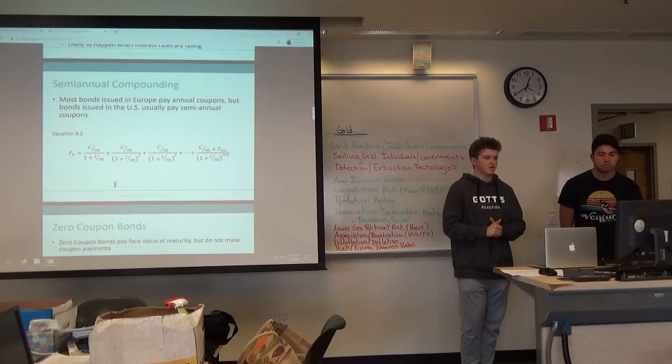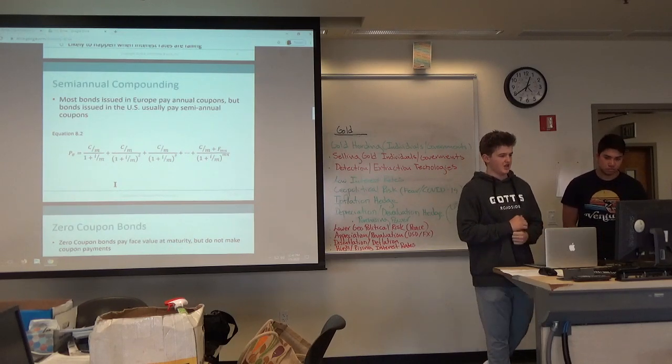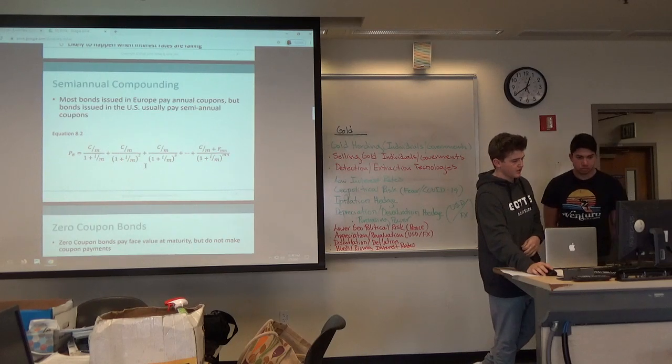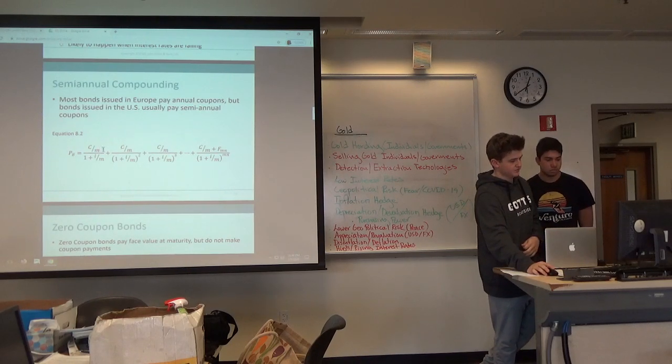Semi-annual compounding. Most bonds issued in Europe pay annual coupons, but bonds issued in the US usually pay semi-annually. And then there's this long equation.